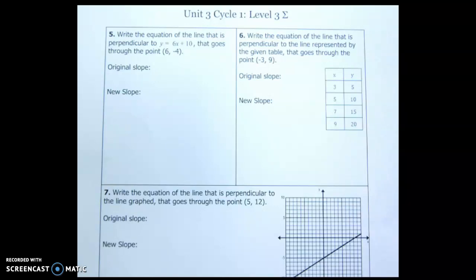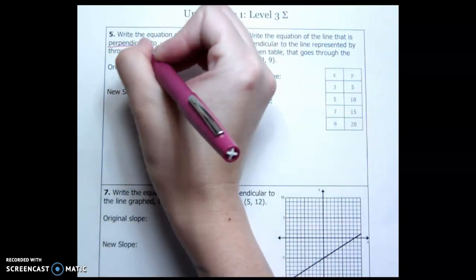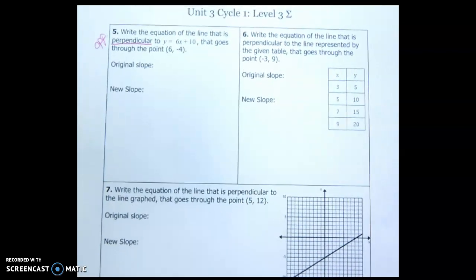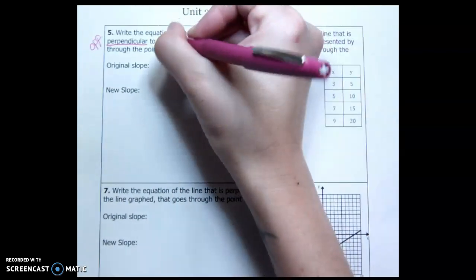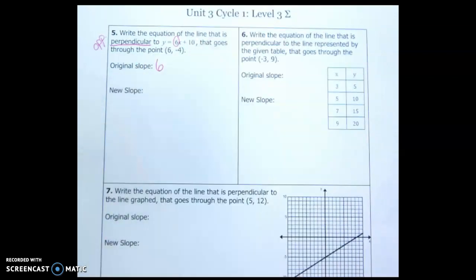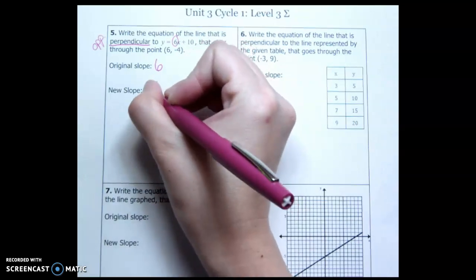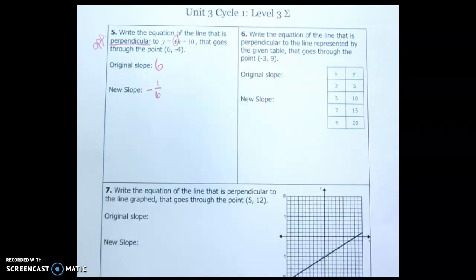So we're going to write the equation of a line that is perpendicular to y equals 6x plus 10 that goes to the point (6, -4). Perpendicular means opposite slope. Okay, so my original slope is 6. So my new slope is opposite of that. The opposite of 6 is 1 over 6, and now it's negative.